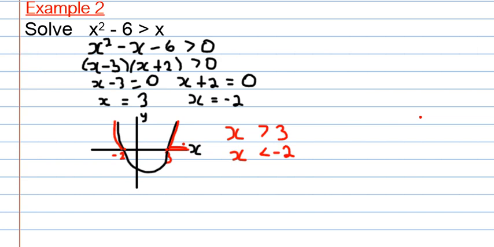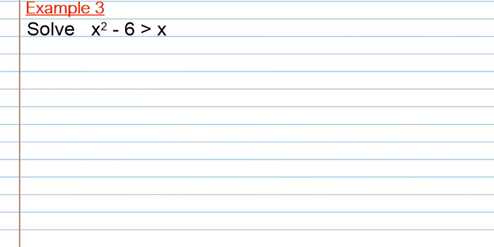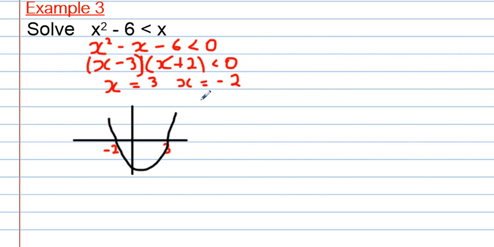Okay, now let's try another example, using the same example, but it is less than 0 this time. We have the critical values on the graph. Now let's test the region. If I test any number greater than 3, so if I try 4, 4 take away 3 is 1, and then 4 plus 2 is 6, so 6 times 1 is 6, that's not less than 0, so it doesn't satisfy that region.